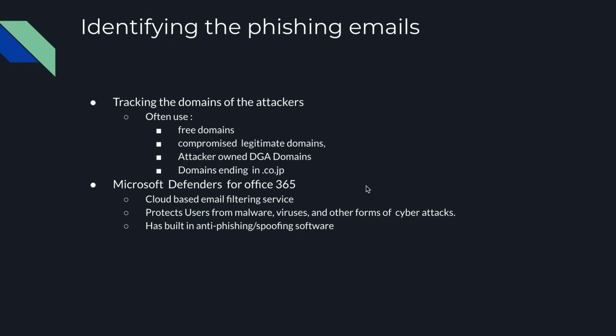Microsoft Defender for Office 365 is the name of a cloud based email filtering service. This service works to protect users from various forms of cybersecurity threats like malware, viruses, phishing, spoofing, etc. This was done through the use of artificial intelligence and machine learning technologies that are then able to detect potential cybersecurity threats and find trends to prevent attacks from coming through in the first place.